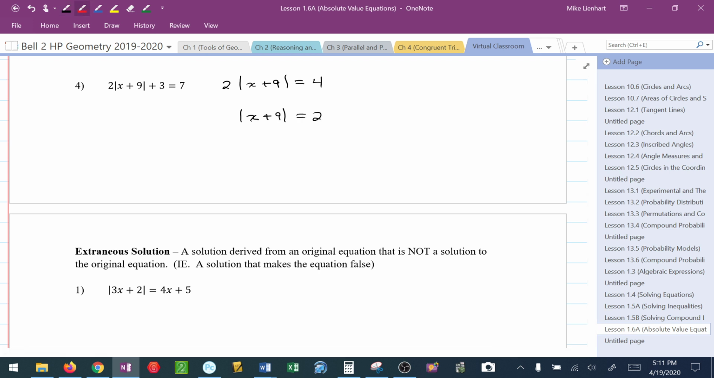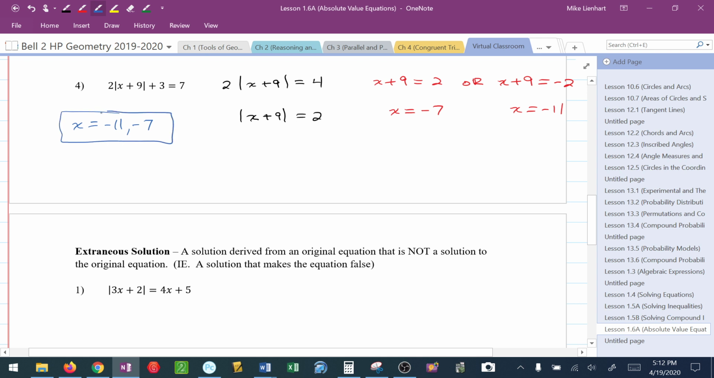I can now apply the definition that says x plus 9 is equal to 2, or x plus 9 is equal to the opposite, or negative. Subtract 9 from both sides. I get x is negative 7. Second equation, subtract 9 from both sides. I get x is negative 11. I'm going to write my final solution as x is equal to negative 11 and negative 7.